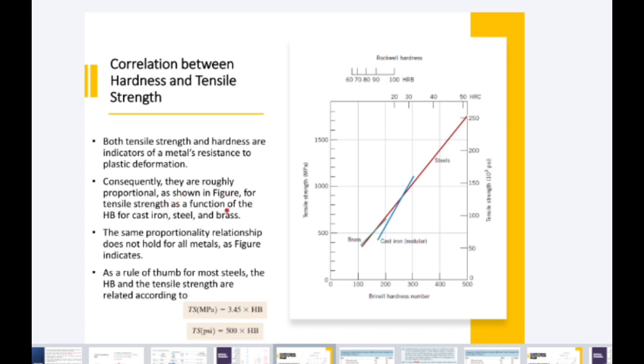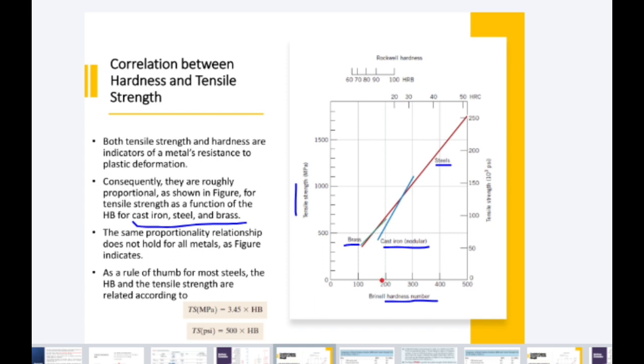So they are roughly proportional. Proportional means that as the hardness number increases, the tensile strength also increases for the specimen. The same proportionality relationship does not hold for the metals as shown in the figure for cast iron and brass. So we have here cast iron, which is this one, we have brass and we have steel. The hardness number is on the x-axis, the tensile strength is in megapascal on the y-axis.